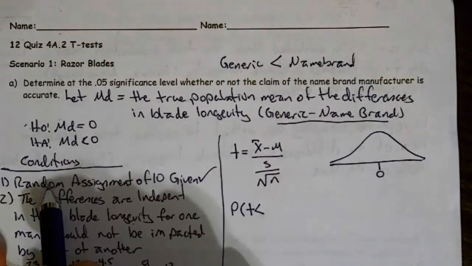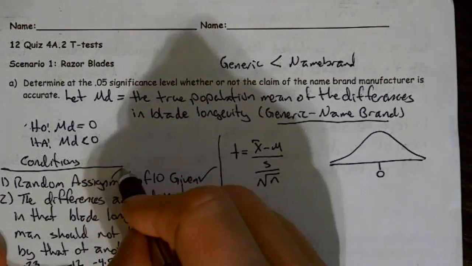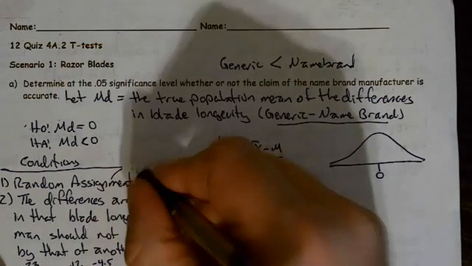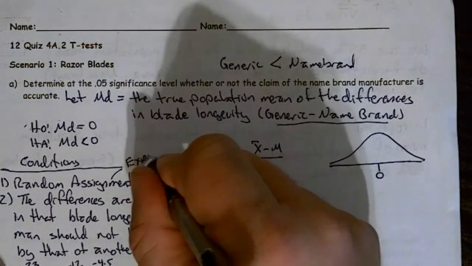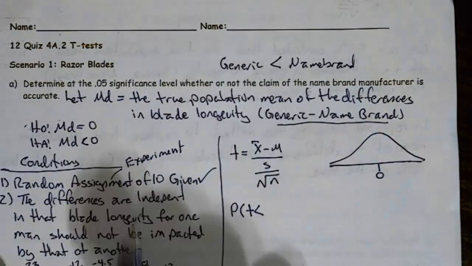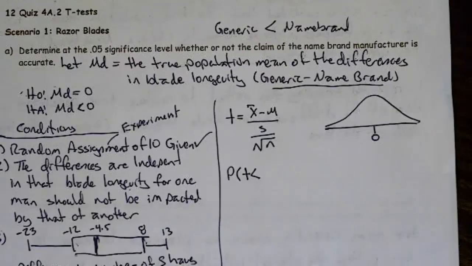Conditions. They started off with a random assignment of 10, and that was given. It's important that we say random assignment. If you say a simple random sample, that's wrong because it's an experiment. So because it's an experiment, we have to say random assignment. And they use the word assignment in their prompt. The differences are independent, and the blade longevity for one man should not be impacted by that of another. What that's saying is when you shave and I shave, my shaving shouldn't impact your shaving.